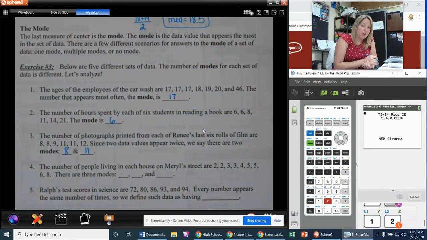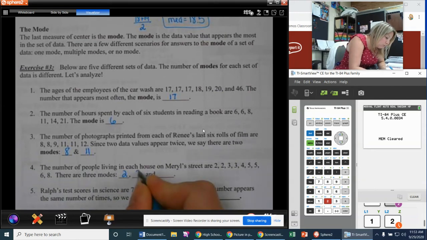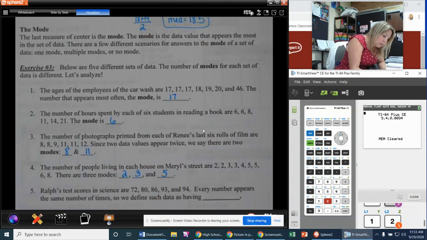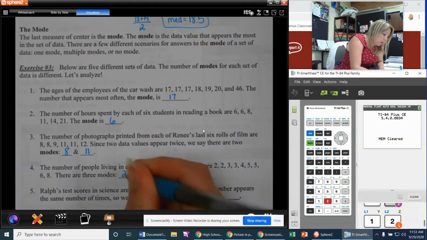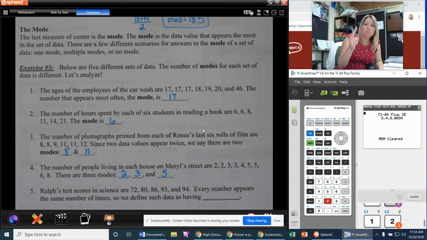People living in each house on Merrill Street: 2, 2, 3, 3, 4, 5, 5, 6, 8. There you go. 2, 3, and 5 are all used twice, which is the most out of any of the data values. So all 3 are modes. So you can have multiple modes. You can have one mode, multiple modes, or no mode.